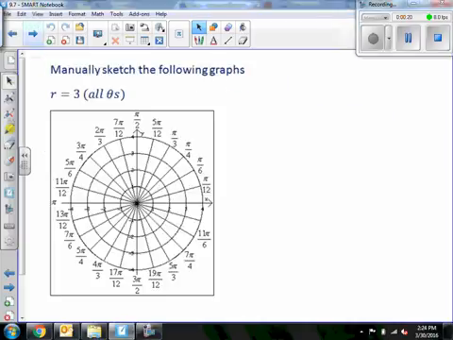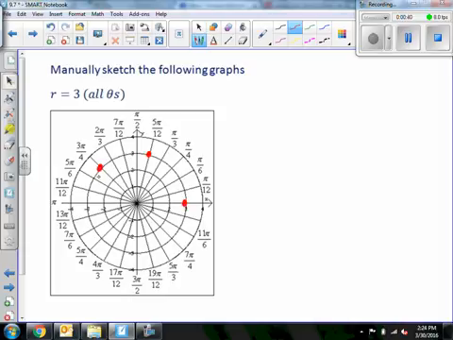Okay, so the first graph we're going to look at is manually sketching the graph r equals 3. So it doesn't matter what theta is. R is 3. We talked about this a little bit the other day. If theta was 0, r would still be 3. Theta was 5 pi 12ths, r would still be 3. 3 pi 4ths, r is still 3, and so forth. And you can test this for all the points. It doesn't matter what theta is, r is still 3. So what we're creating is a circle, beautifully drawn of course, of radius 3.